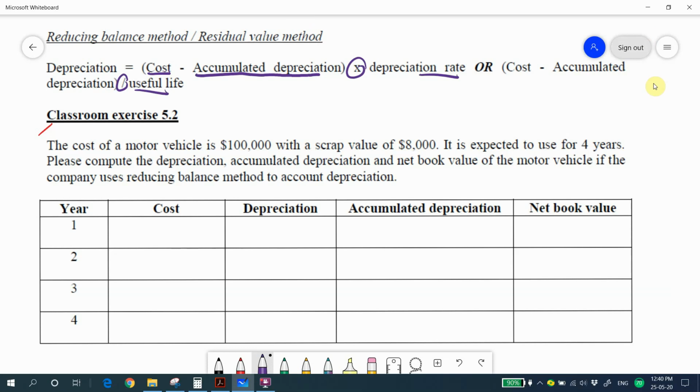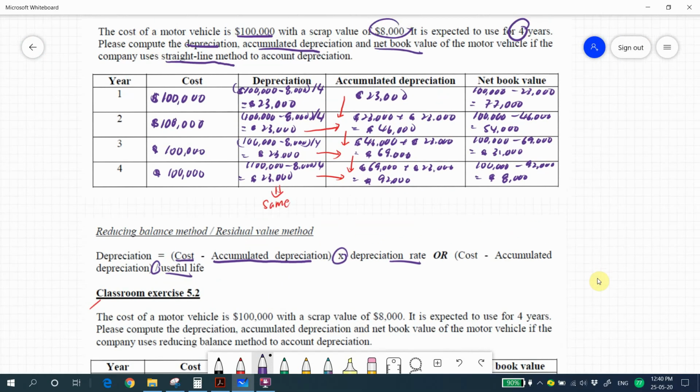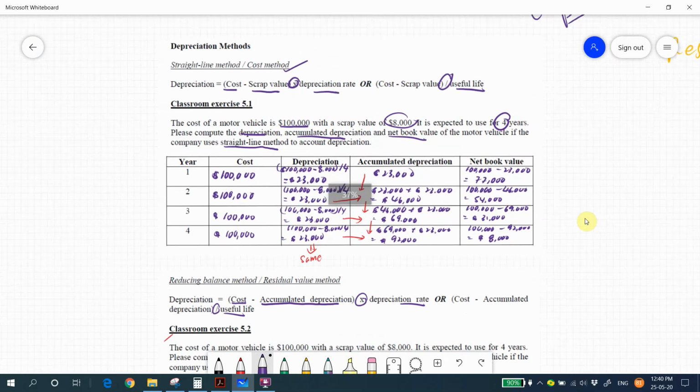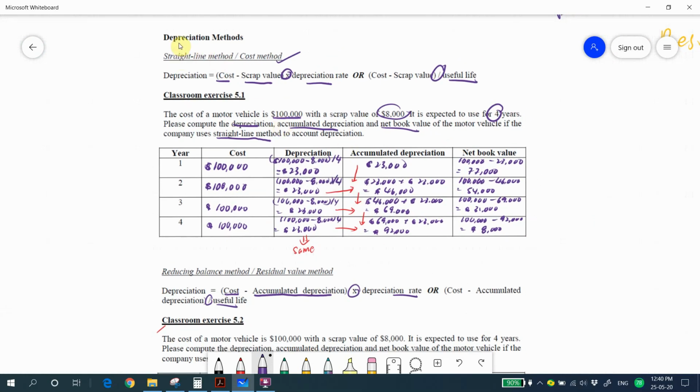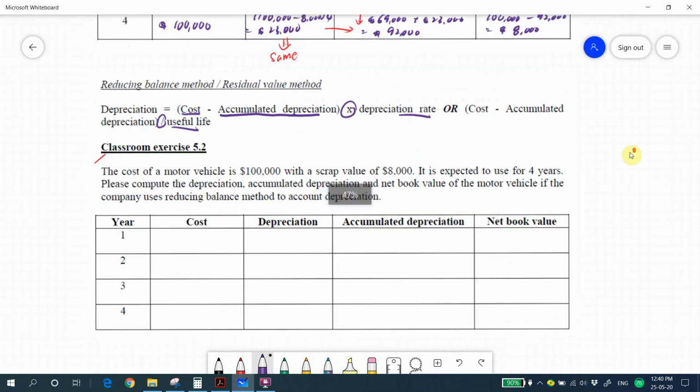So let's have a comparison between the straight line method and the reducing balance method. For depreciation under the straight line method, we use cost minus scrap value, but for the reducing balance method, we use cost minus accumulated depreciation. So these are the differences between the straight line method and the reducing balance method. You have to remember this formula, because if you miss out an input of the formula, you will get a totally different answer. So let's see this one.